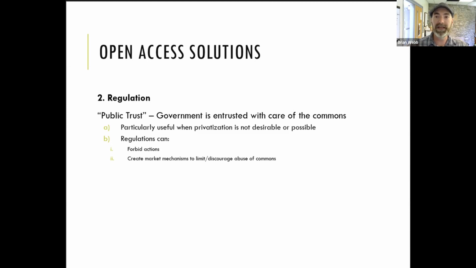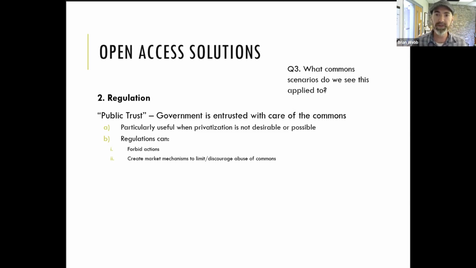Or a government can create market mechanisms to discourage or to encourage certain actions. So maybe the government puts a price on carbon dioxide emissions, so that rather than forbidding power plants from emitting CO2 into the atmosphere, instead they put a tax on that and charge power plants for doing it. So that creates an economic incentive for those power plants to change without government mandated ways of doing that. So there are different ways that regulation can look.